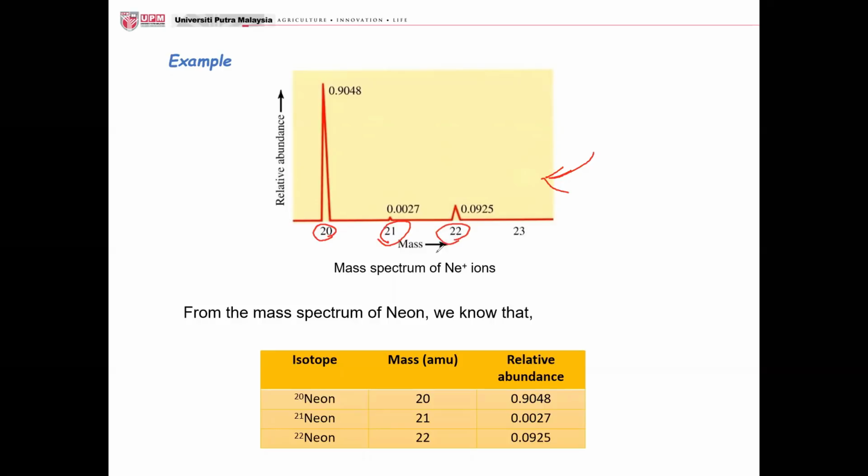From the mass spectrum of neon, we know that isotope neon 20, with a mass of 20 AMU, has a relative abundance of 0.9048. Next, isotope neon 21, with a mass of 21 AMU, has a relative abundance of 0.0027. And lastly, for isotope neon 22, the mass is 22 AMU and the relative abundance is 0.0925.